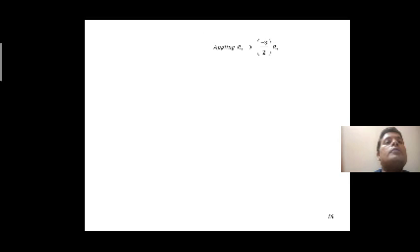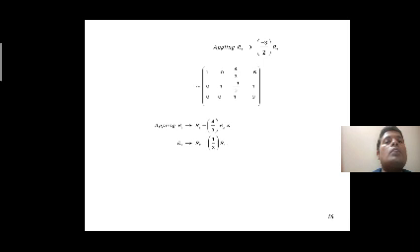Applying R2 gives minus 3 by 2 R2, we get 1 0 4 by 3, 5 0 1 minus 1 by 3, 1 0 0 1 3. Applying R1 gives R1 minus 4 by 3 R3 and R2 gives R2 plus 1 by 3 R3. We get 1 0 0 1, 0 1 0 2, 0 0 1 3.